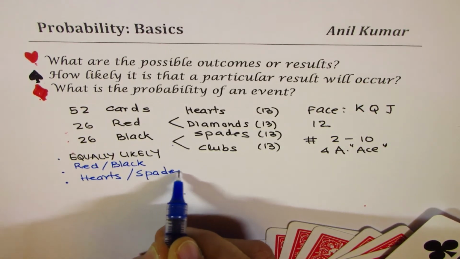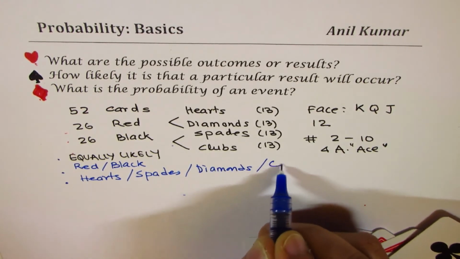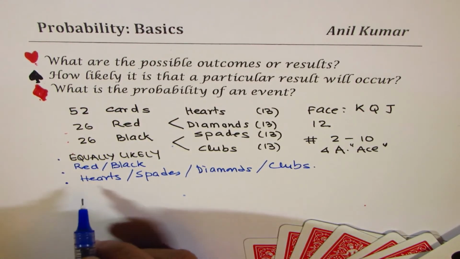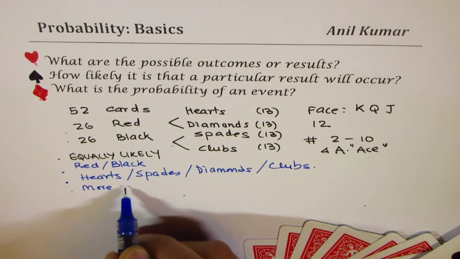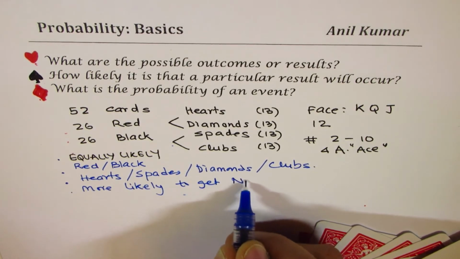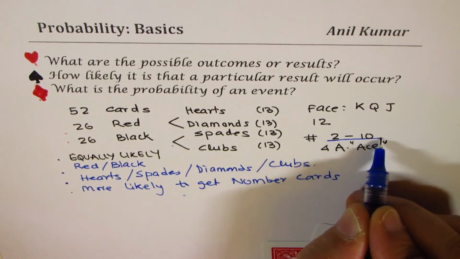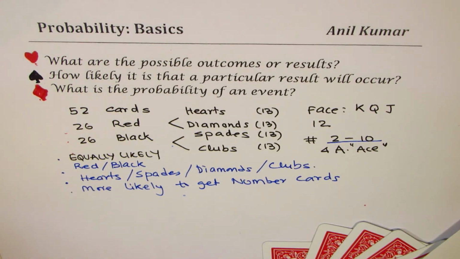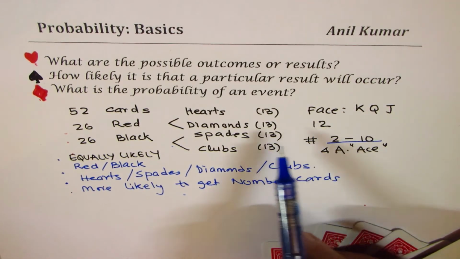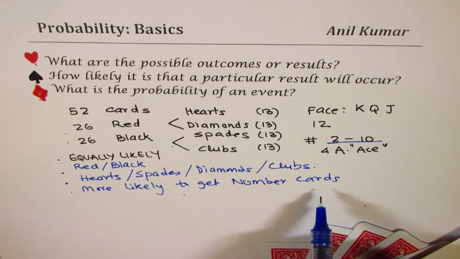spades, diamonds, or clubs. Correct? It is more likely to get what? Number card, right? Since we have a lot of number cards, 2 to 10 numbers, right? So we have 12 face cards, 4 aces. So out of 52, if you take away 16, the rest are the cards with numbers.